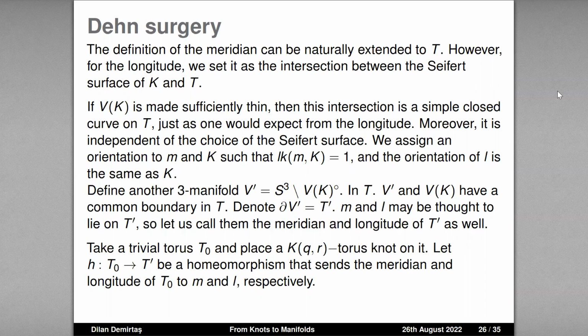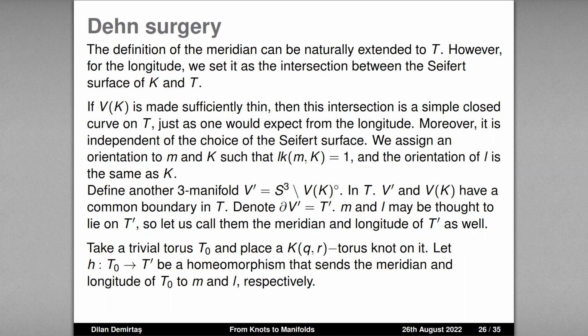So we take the complement of the interior of this tubular region from S3, and they have a common boundary in our torus. And we denote its boundary as T prime. Since they have the same boundary, we can think of the meridian and longitude to be lines on T prime as well. So we call them the meridian and longitude of T prime too.